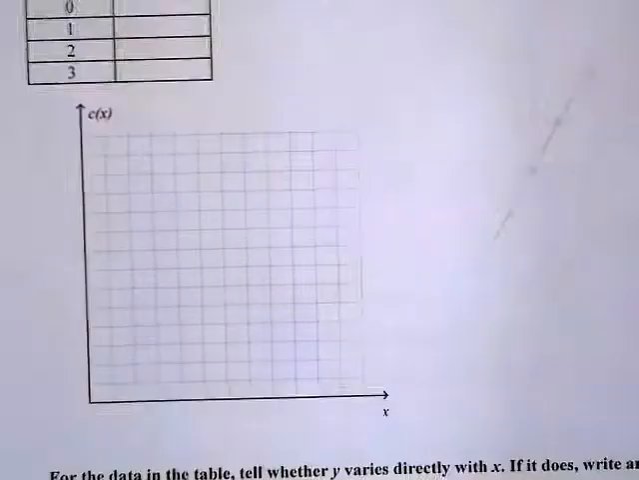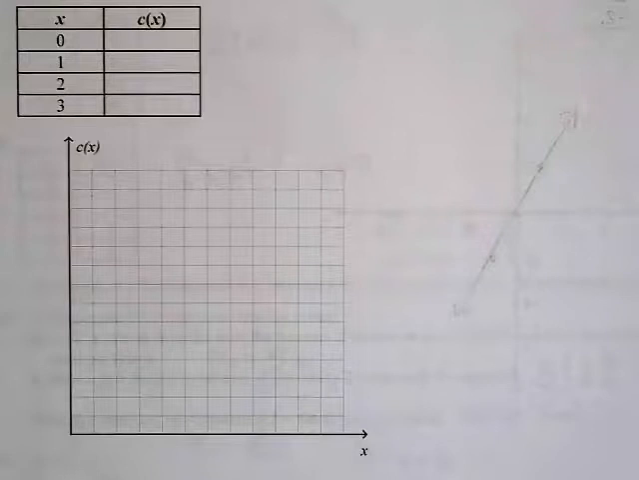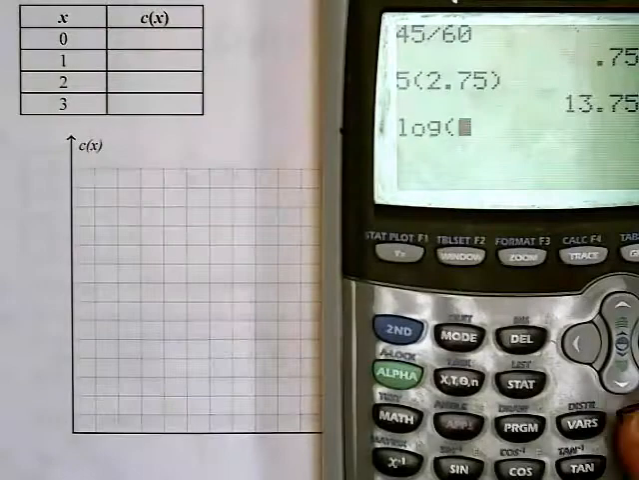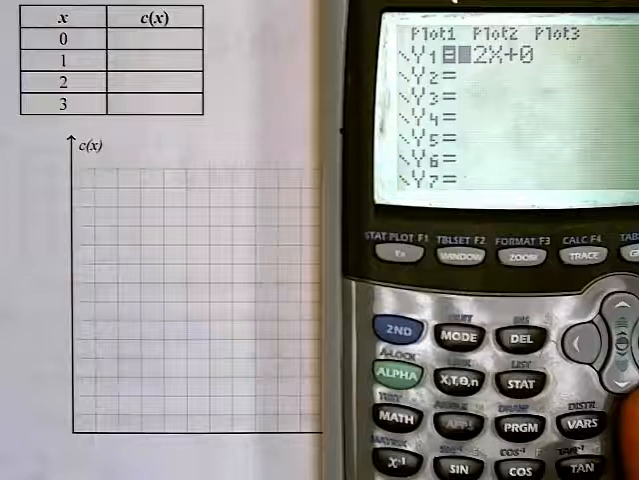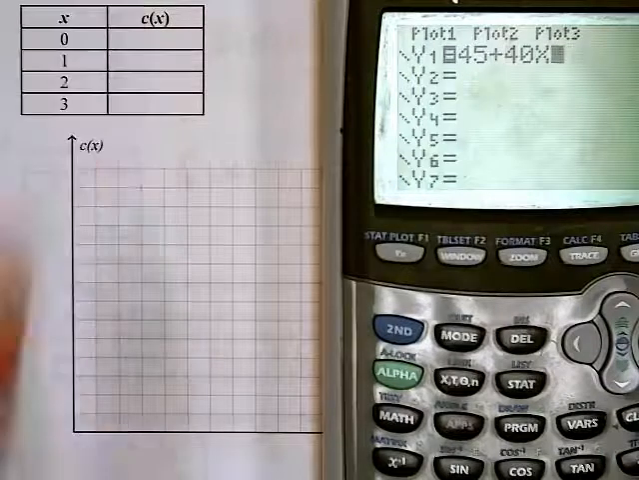19. Elaine is in the business of repairing home computers. She charges $45 for each visit and $40 per hour for her labor. Cost for a home visit is given by this function. They want us to graph that. Okay, so we're going to go to y equals and we're going to put this back in our calculator. 45 plus 40x. Put that in.